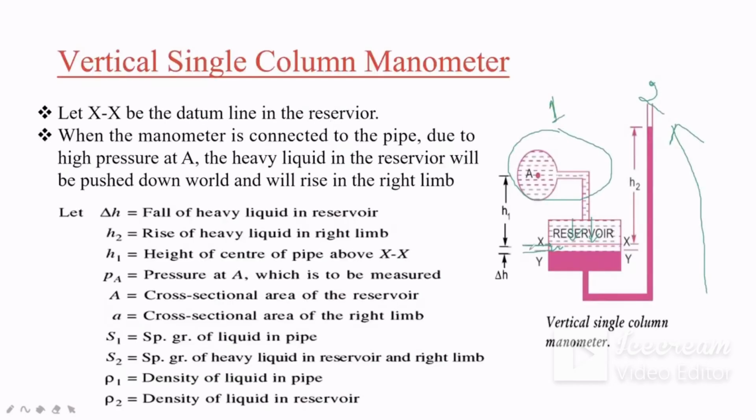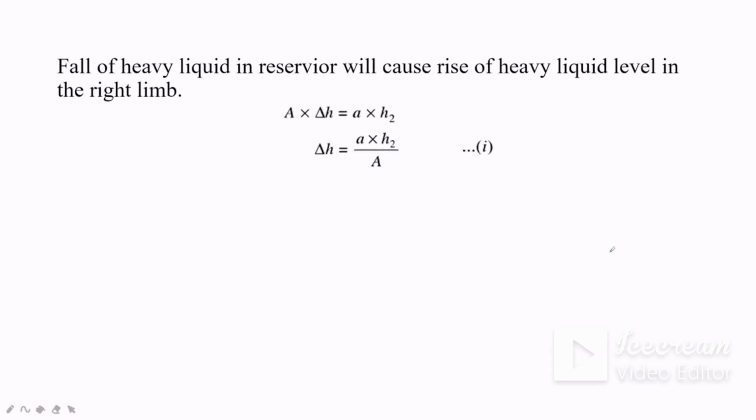Whatever quantity has fallen, that same quantity rises. So they are equated, and the pressure is the same according to our basics. Next, A into delta H: this is the area of the reservoir times delta H, how much fall it was. Equated to small a, the area of the right limb, times H2, whatever rise has happened.